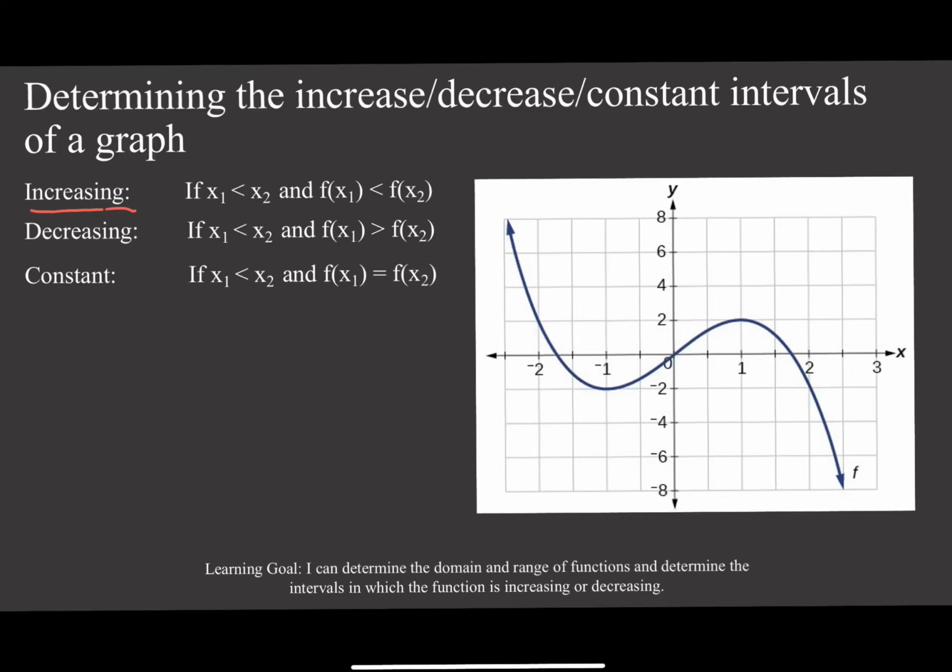Now, the notation you see here might look a little bit confusing. However, all this means is for increasing, as we are moving from left to right, if our y values are getting bigger, then our graph is increasing. Likewise, as we're going from left to right, if our y values are getting smaller, then that just means we are decreasing. And then the last one once again says if we're going from left to right, if our y values stay the same, then we're staying leveled or we're staying constant.